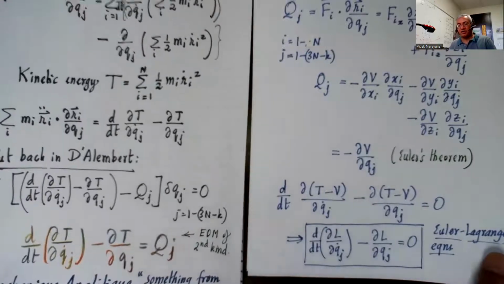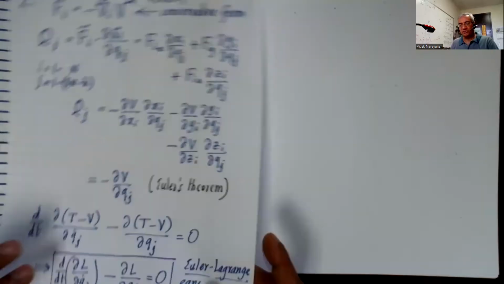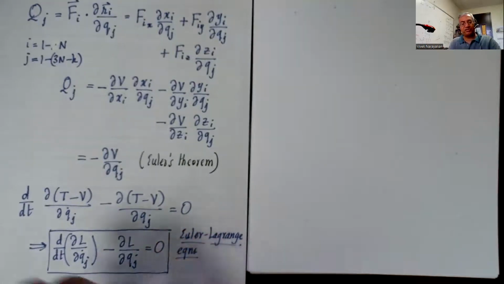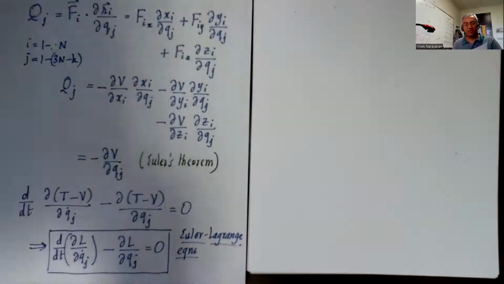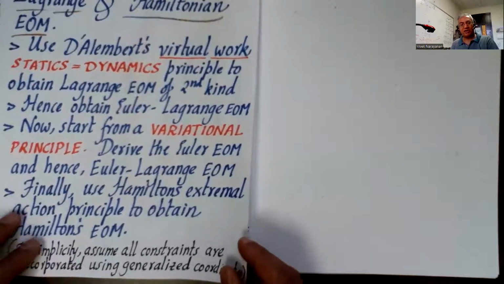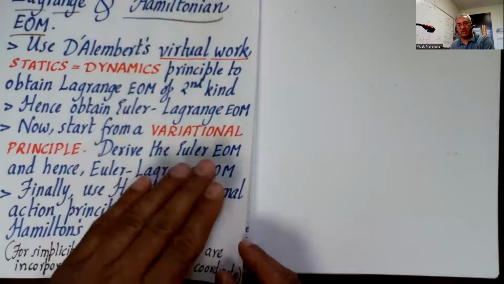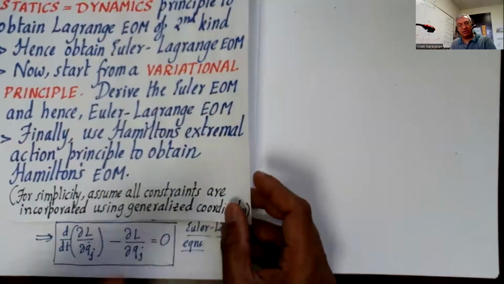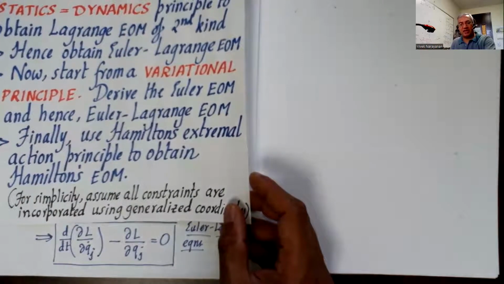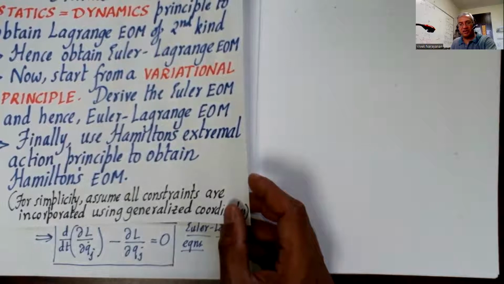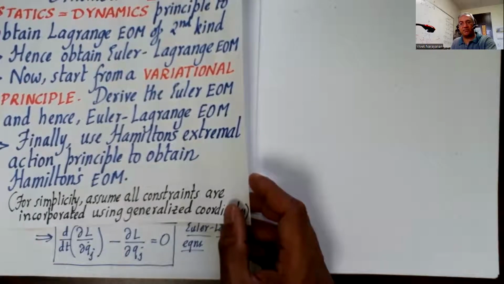So it's a very big tool. So the second half of our video will explore the variational principle side of this problem. We're going to start from a variational principle, derive the Euler equations of motion, which are separate. And from that, we'll get the same Euler-Lagrange we got here. And then we'll also use it to obtain the Hamiltonian equations. So that's going to be the second part of this video.